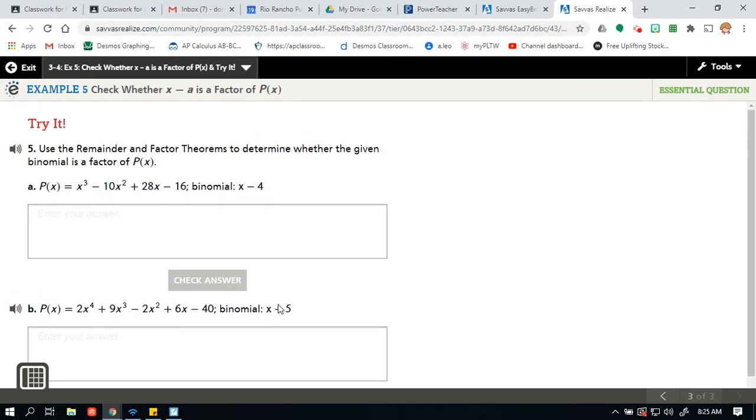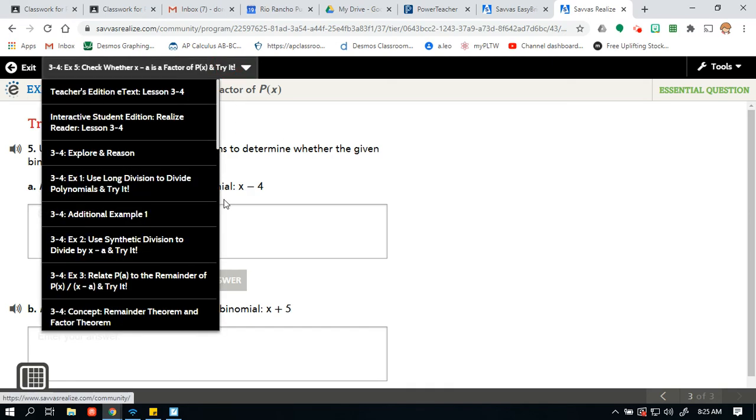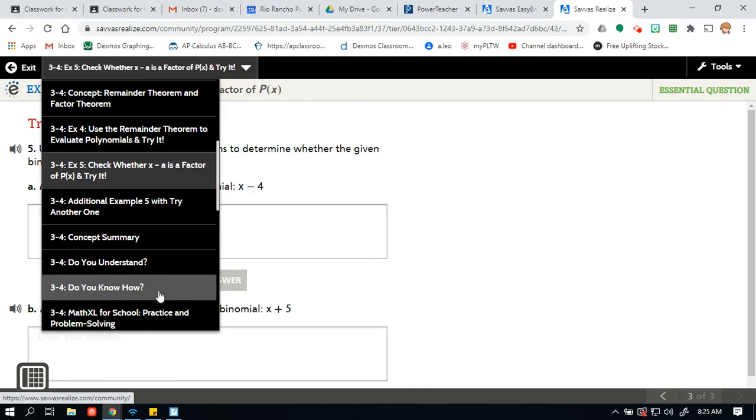So you're pretty okay with this try it. Go and do the try it, figure out if they are a factor, which basically means, again, you don't have a 0, or you have a 0 remainder. If your remainder is 0, it is a factor of the polynomial. So determine whether the given polynomial is a factor. And we will catch you in the next video.